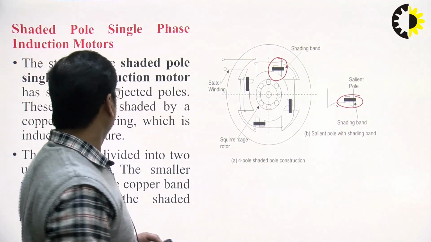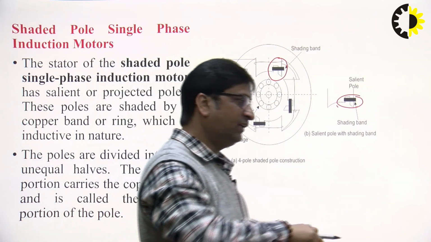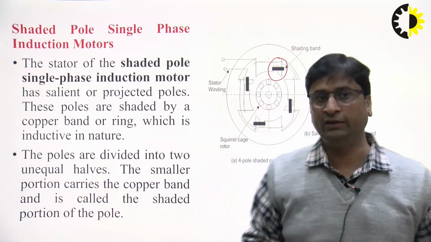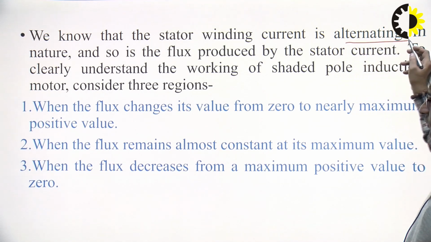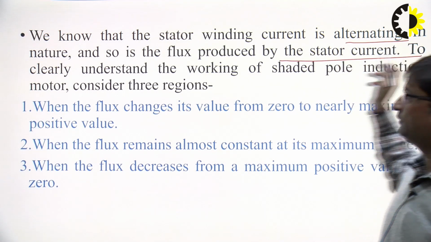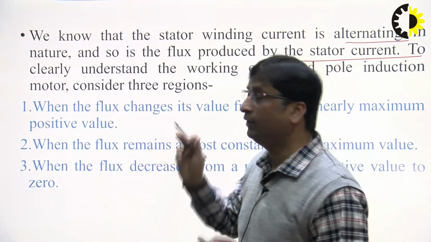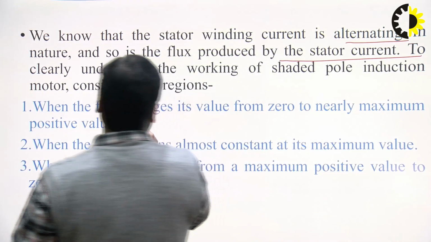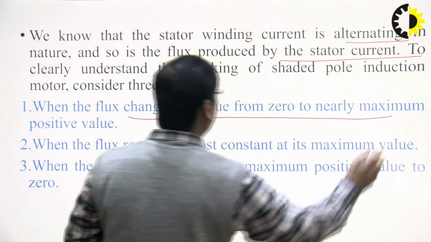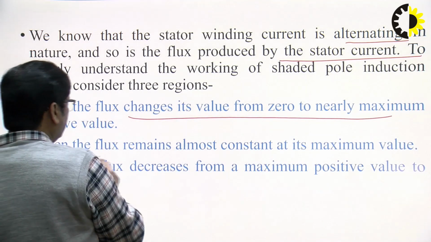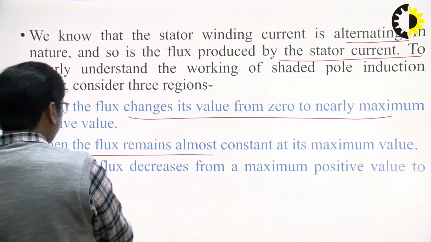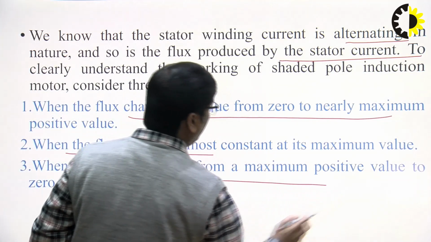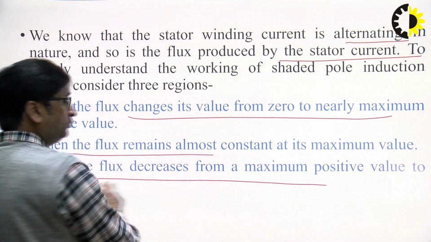Now what happens when the flux is increased? The flux has three regions. When the stator current is alternating current, the flux produced by the stator current is again alternating. So we have three regions. One is where the flux changes its value from 0 to the maximum value. Second, when the flux remains almost constant, at the constant peak value. And the third is when the flux decreases from the maximum positive value to 0.